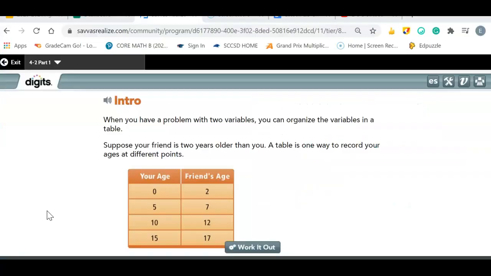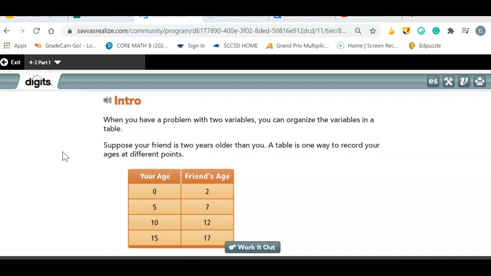Let's go ahead and get started. You should be in your lesson 4.2 guided notes. We're under part 1. It says when you have a problem with two variables, you can organize the variables in a table, just like you see here.